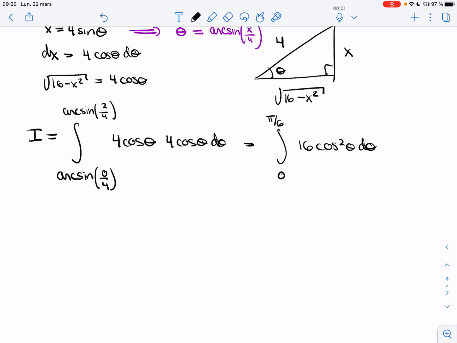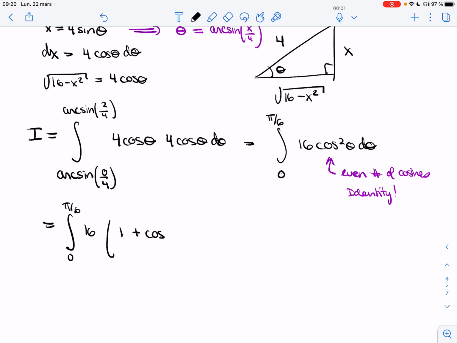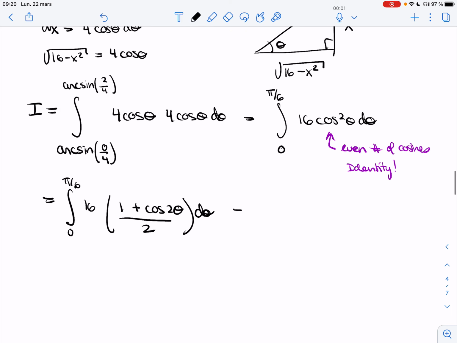Good. All right, now I need to integrate this function. It has an even number of cosines, no sines. So I'm going to use the identities. So power reducing identity, from 0 to pi on 6, 16 times 1 plus cosine 2 theta over 2 d theta. And so I'm getting 8 plus 8 cosine 2 theta.